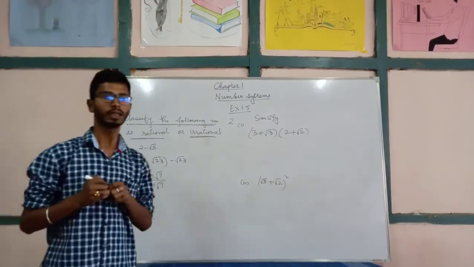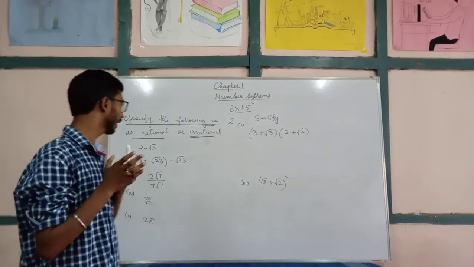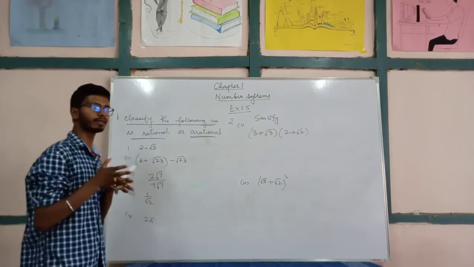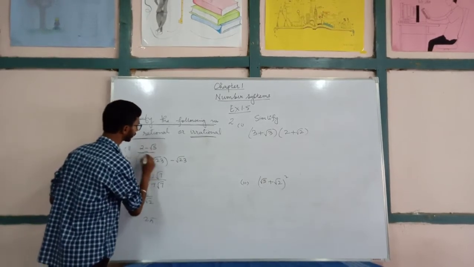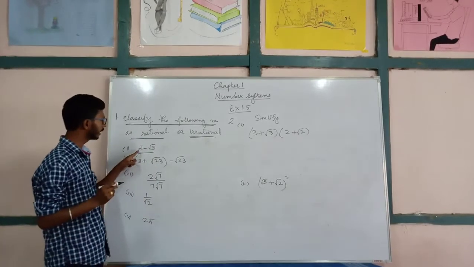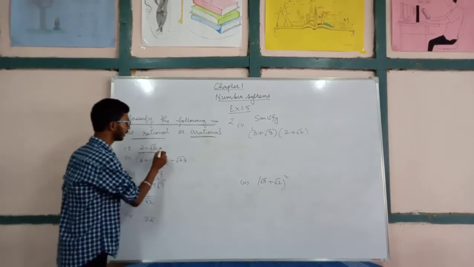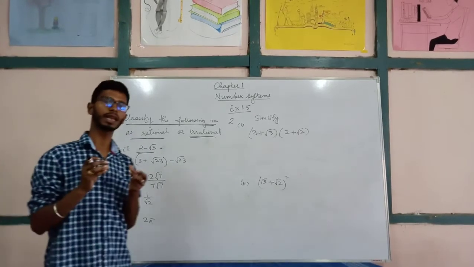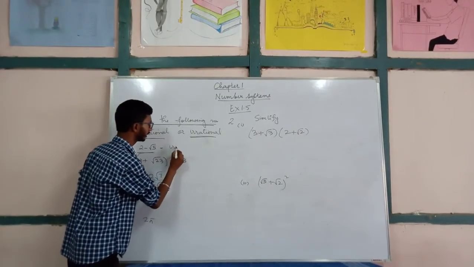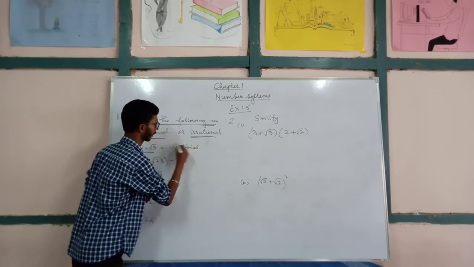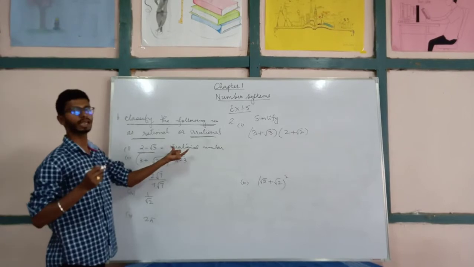So we have to choose which numbers are rational or irrational, as well as explain why it is rational and why it is not rational. So the first one, 2 minus root 5. Now as you can see, we are subtracting an irrational number from a whole number. So remember, if we add or subtract any irrational number from a whole number, the resultant is always an irrational number. So 2 minus root 5 is an irrational number.